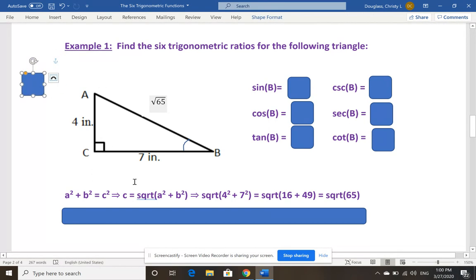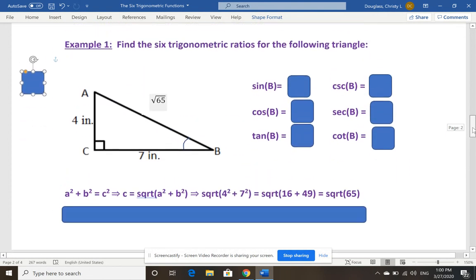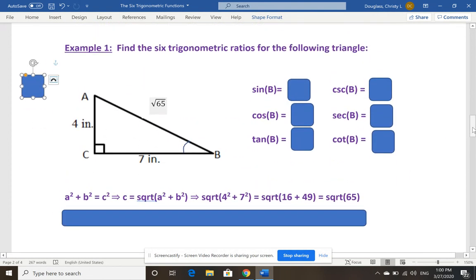So now I know all three sides and I can find these ratios. Now remember, you can scroll back up here if you need to, or look at your reference sheet. We know that sine is opposite over hypotenuse. Well, the opposite side is 4, and the hypotenuse is the square root of 65. So sine is just 4 divided by the square root of 65.